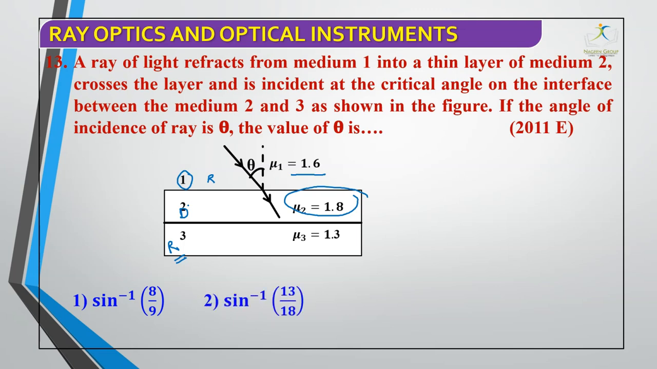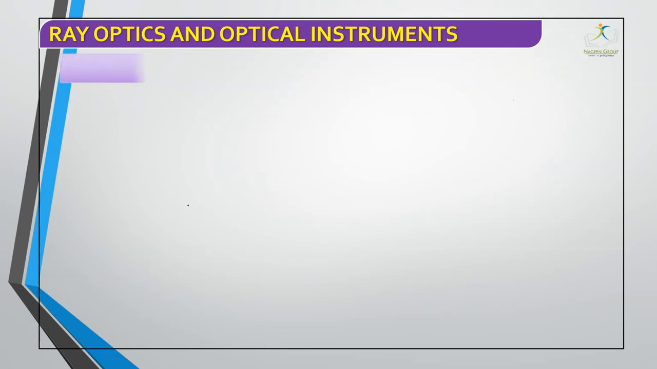Options: first, sine inverse 8 by 9. Second, sine inverse 13 by 18. Third, sine inverse 13 by 16. And fourth, sine inverse 8 by 13. Now let's move on to the solution part.